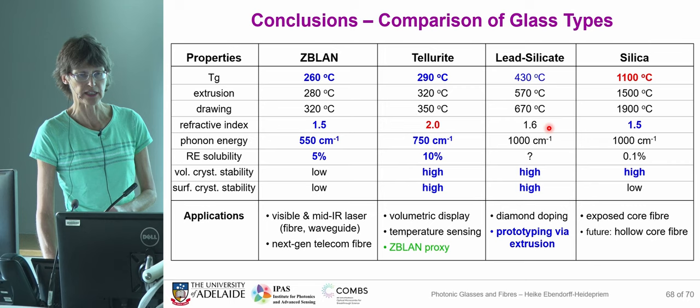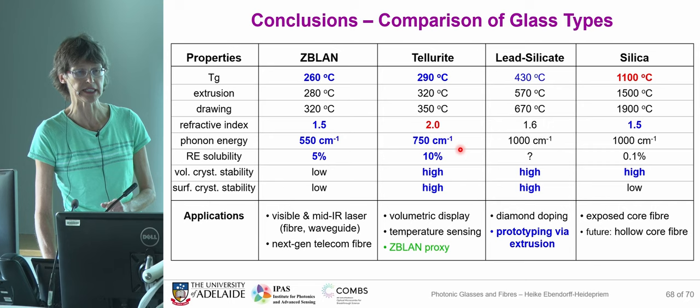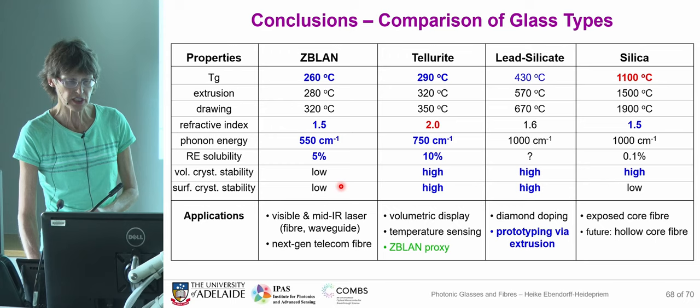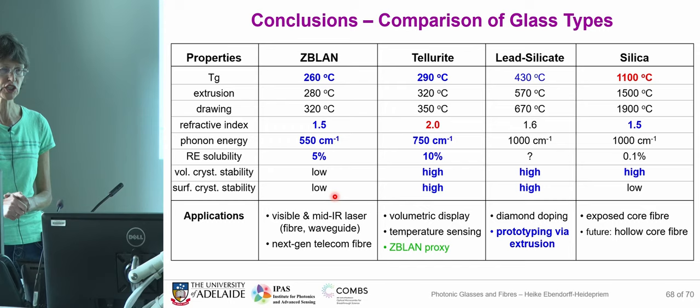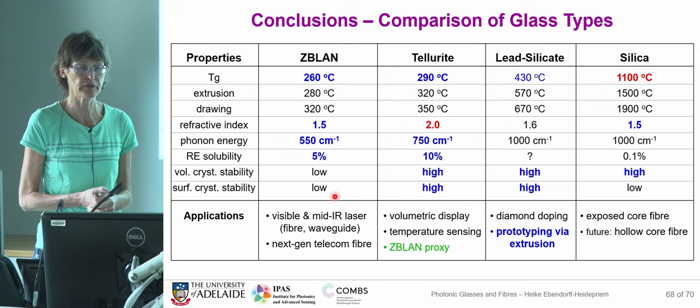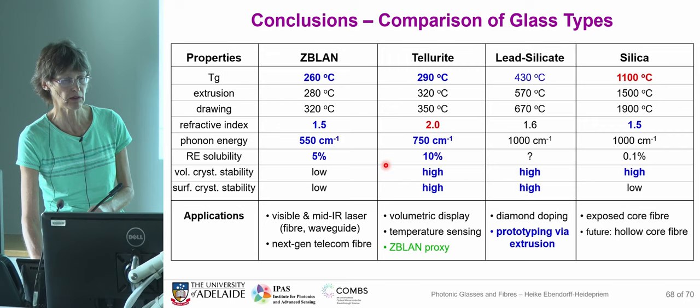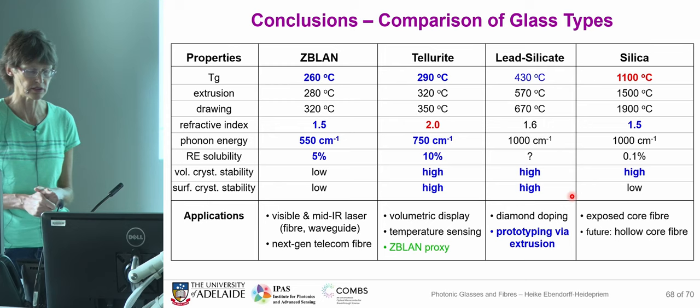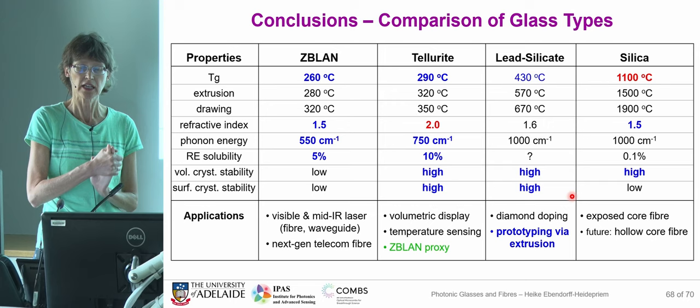I want to point out the low phonon energy for ZBLAN and telluride glasses and the high rare-earth solubility. I mentioned this also, that ZBLAN glass has a low volume and surface crystallization stability, which poses challenges in terms of the shaping of the glass, the melting. Whereas telluride and lead silicate glasses are much easier to handle because they have a high crystallization stability. And really this combination of properties then determines the applications.